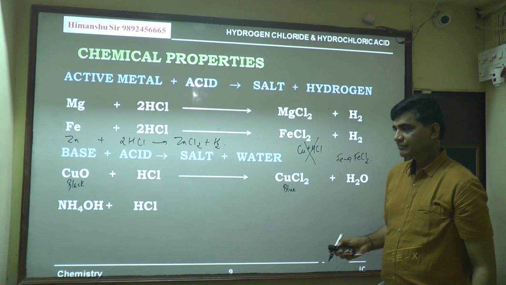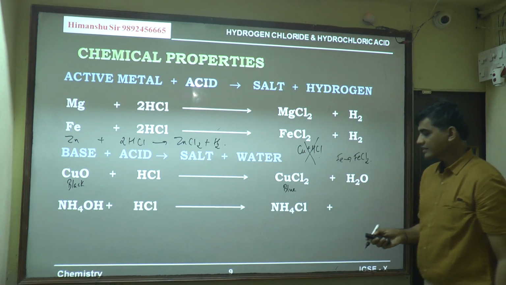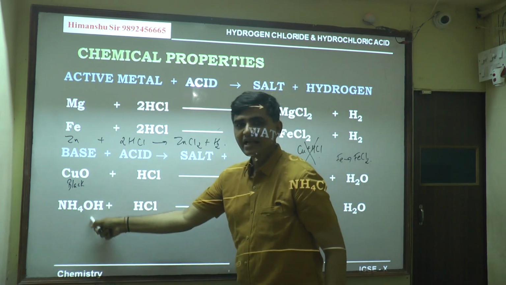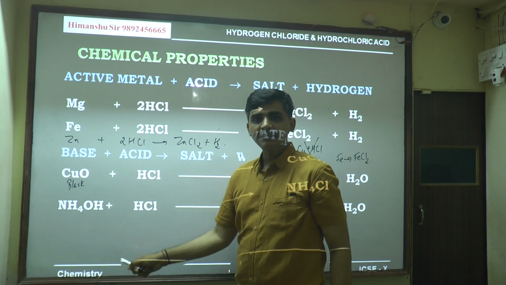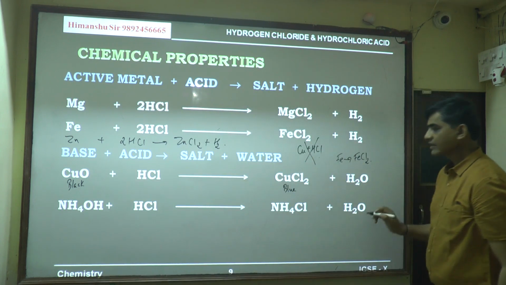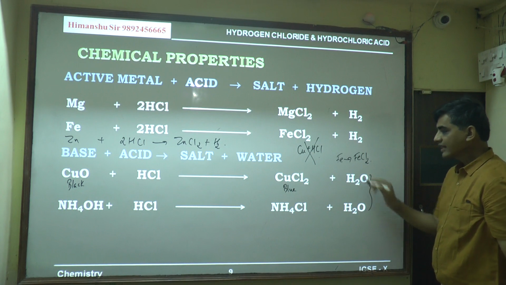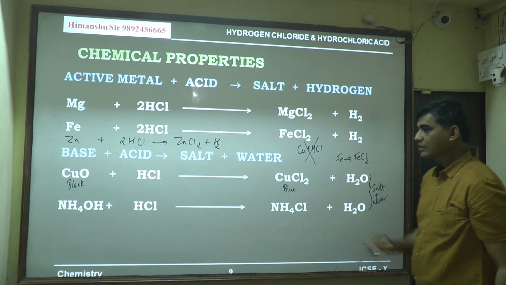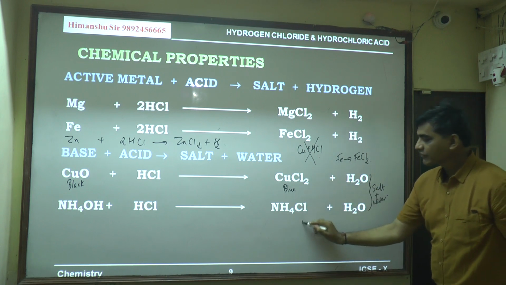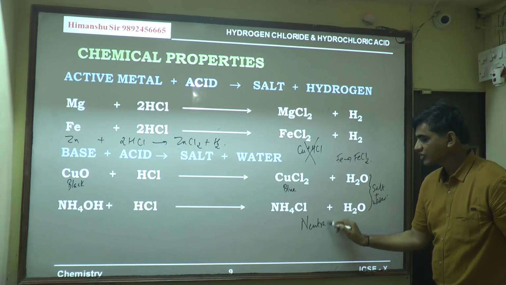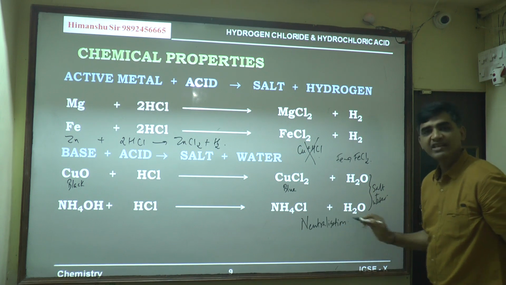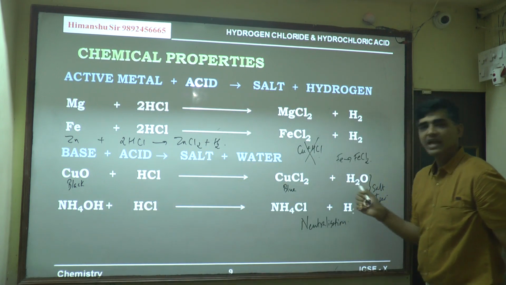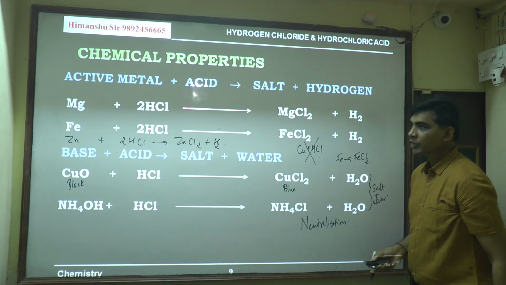Ammonium hydroxide plus HCl gives NH4Cl plus water. This is a reaction between acid and base. All metallic oxides are basic in nature. Ammonium hydroxide is again an alkali. So when acid and base react, they form salt plus water, and this type of reaction is called a neutralization reaction. What do you mean by neutralization? Where acid and base react, they form salt and water. These are the two main products.